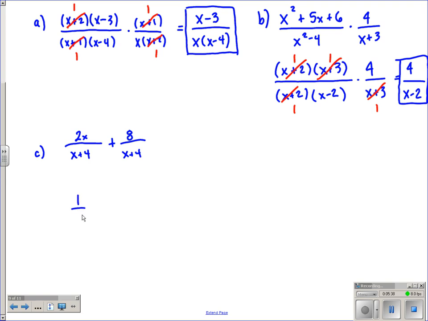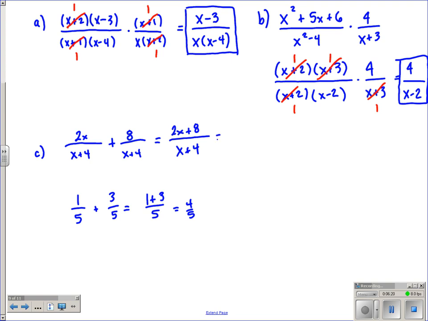1/5 plus, let's say, 3/5. Well, 1/5 plus 3/5 is the same thing as saying 1 plus 3 all over 5, which is the same thing as 4/5. So since we have the same denominator, we can rewrite this as one fraction with 2x plus 8 all over that same denominator, which is x plus 4. The same way 1/5 plus 3/5 is 1 plus 3 over 5, so it's over one denominator.